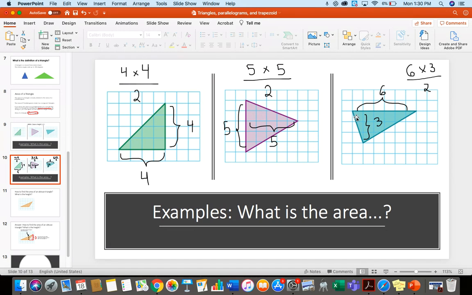And then let's do this one. Our base is actually at the top this time. So we have 1, 2, 3, 4, 5, 6. Our height is 1, 2, 3. So we know 6 times 3 is 18, divided by 2 is 9.